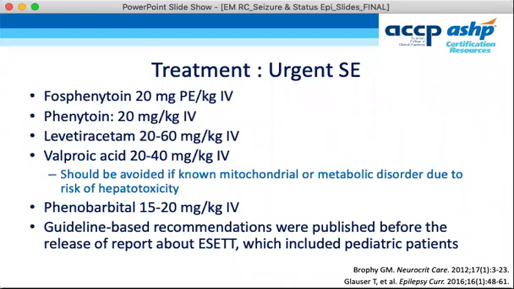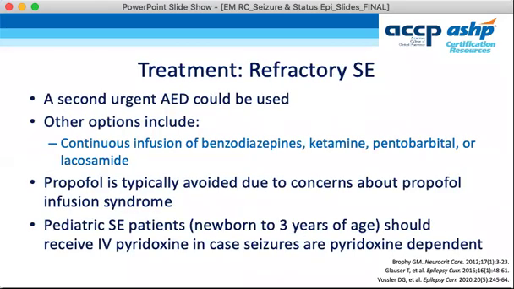For our urgent therapy, similar options, phenytoin and fosphenytoin at doses of 20 milligrams per kilogram. Levetiracetam, doses 20 to 60 mg per kg, and valproic acid 20 to 40 milligrams per kilogram. Valproic acid should be avoided in patients with known mitochondrial or metabolic disorder due to risk of hepatotoxicity, and phenobarb is another option for the guidelines. Again, all these guidelines were published prior to the results of ESETT, which did include pediatric patients. When you look at refractory status, we can certainly use a second urgent therapy that we didn't first use, okay?